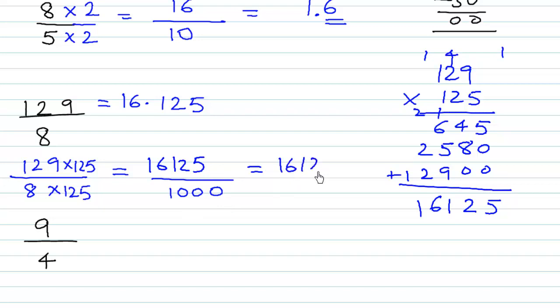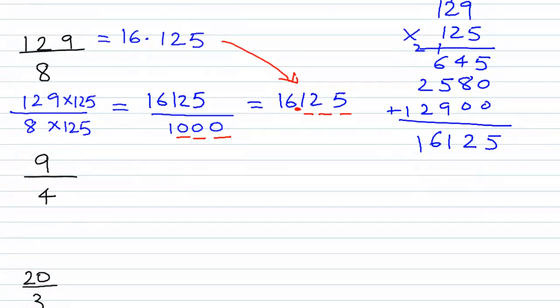16,125 can be divided by 1000 this way. First, write the numerator as it is, and then put the decimal point in such a way that since there are 3 zeros in the denominator, there are 3 digits after the decimal point. So we get the same answer. 129 upon 8 is 16.125.